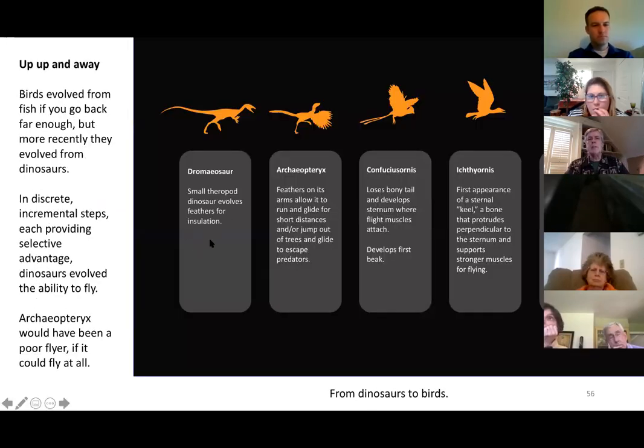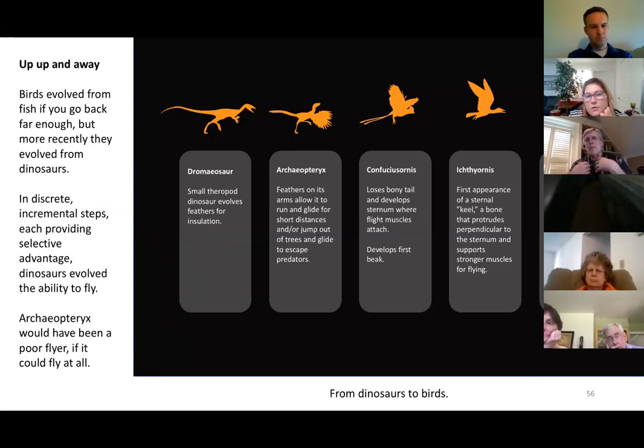And here you see a depiction of the main changes that took place along that dinosaur bird family line. First, there were these small dromaeosaurs, and they evolved feathers for insulation. Archaeopteryx has feathers on its arms and learns to glide or jump for short distances. There's no question it was not a good flyer. If Archaeopteryx could fly at all, it was not a good flyer. It doesn't have the muscles for what's called the downstroke.